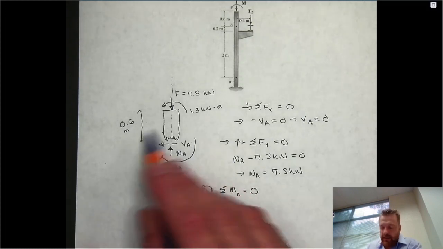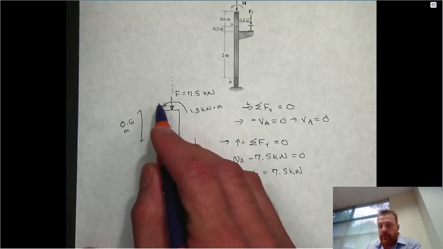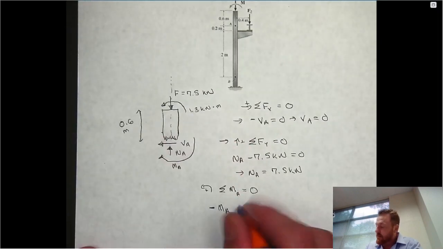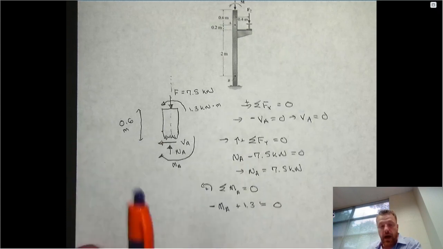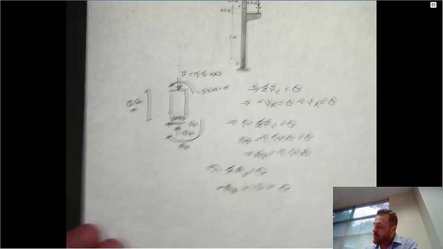You notice that it's going in the clockwise direction, so it's going to be minus MA. And then we have the applied moment, which has a magnitude of 1.3 kilonewton meters. It's in the counterclockwise direction, so it'll be positive. And those are the only two quantities that induce rotation about point A, again, because all of the remaining forces have a line of action that goes through point A.